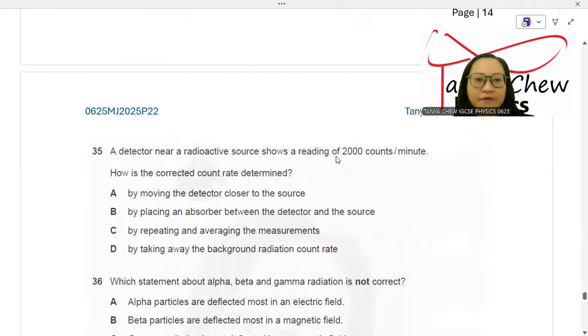Number 35. A detector near a radioactive source shows a reading of 2,000 counts per minute. How is the corrected count rate determined? For the corrected count rate, you have to take the reading from the detector minus the background radiation. So you have to take away the background radiation.